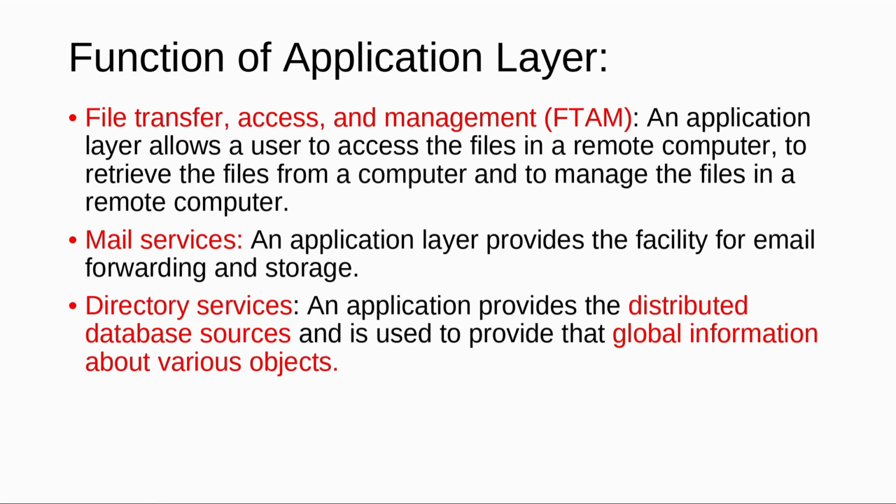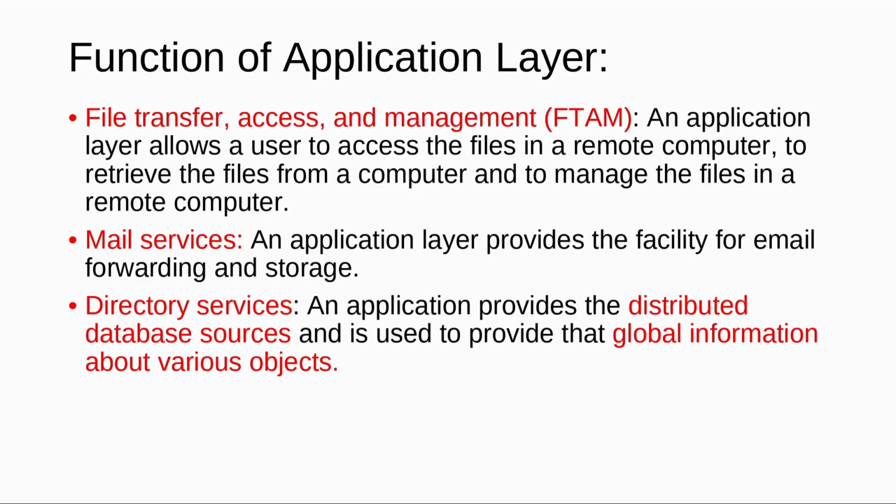So obviously, file transfer, access, and management. An application layer allows a user to access a file in a remote computer, to retrieve a file from a computer, and manage files in a remote computer. Another is mail services. An application layer provides the facility for email forwarding and storage. Another important function is directory services. An application layer provides distributed database resources and is used to provide global information about various objects.